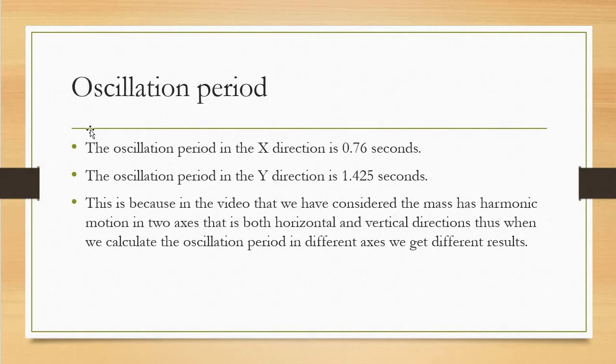The oscillation period. The oscillation period in the x direction is 0.76 seconds, and the oscillation period in the y direction is 1.425 seconds. This is because in the experiment that we have considered, there is motion in both the x-axis and the y-axis. Thus, we get different oscillatory periods in both directions.